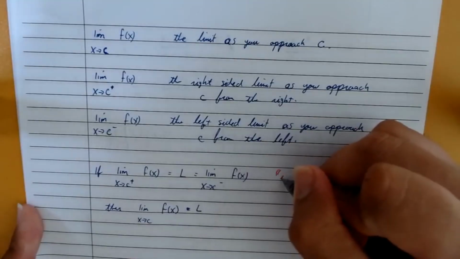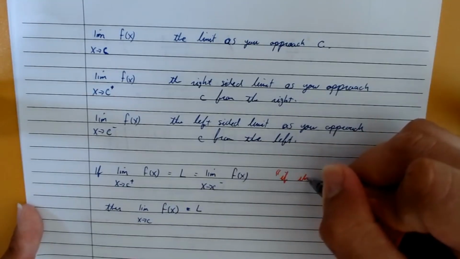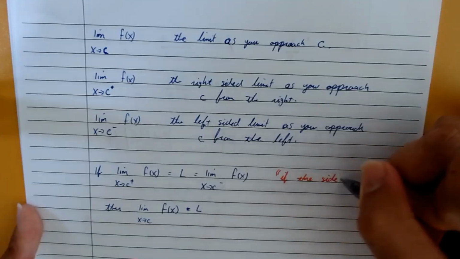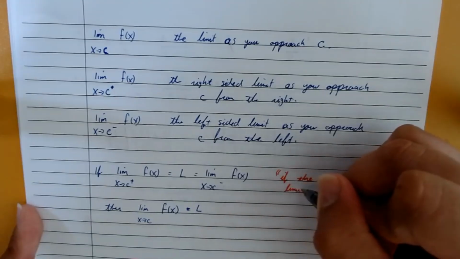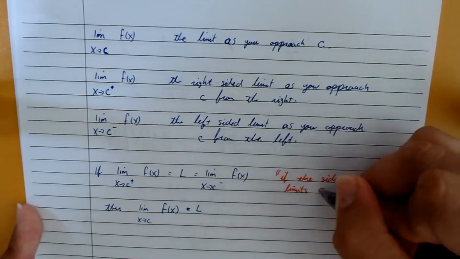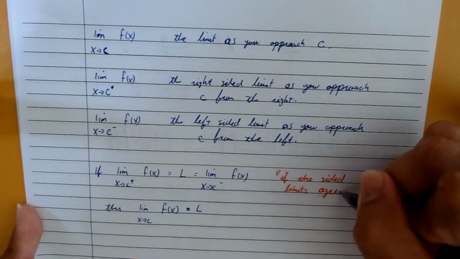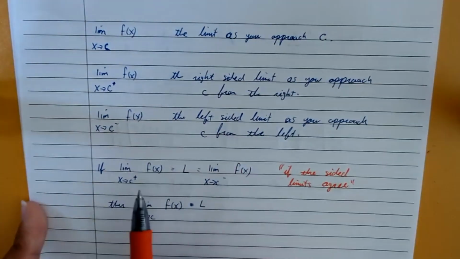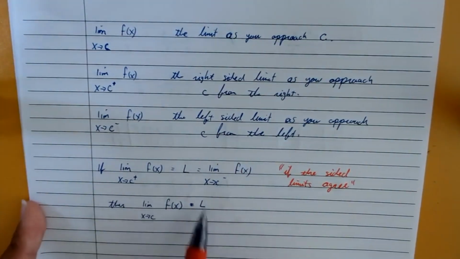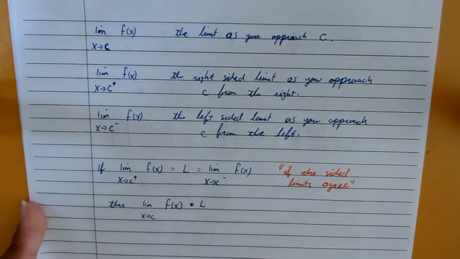Here we read this as if the sided limits agree. If the sided limits agree, meaning they're equal to each other, then overall your limit is equal to that.